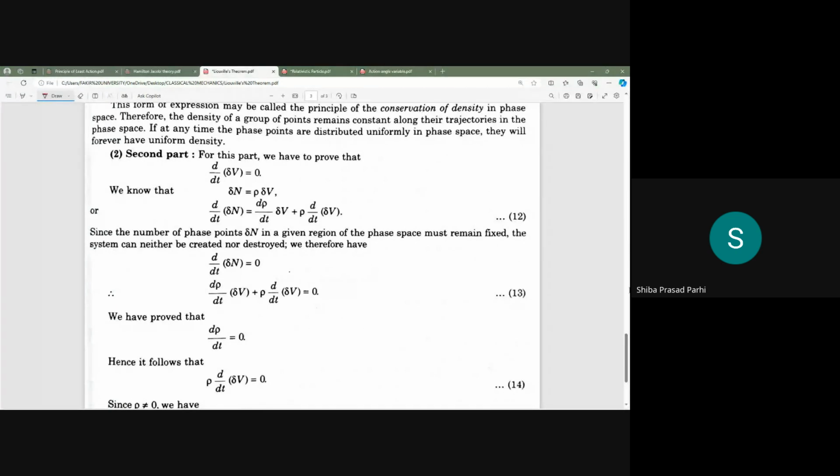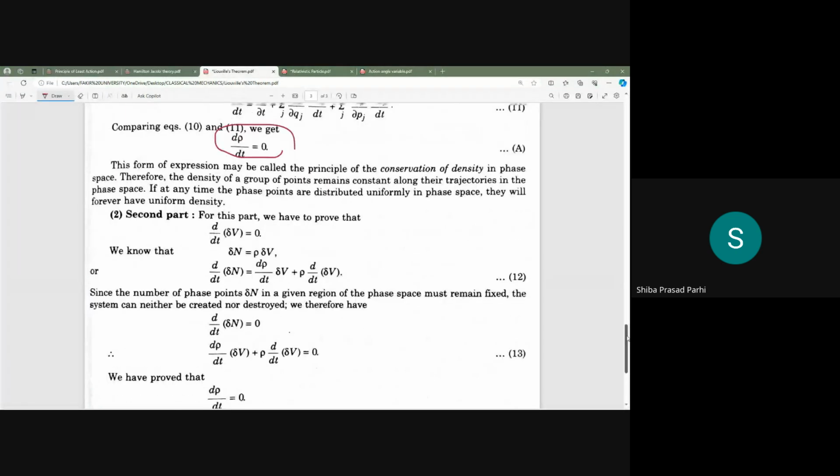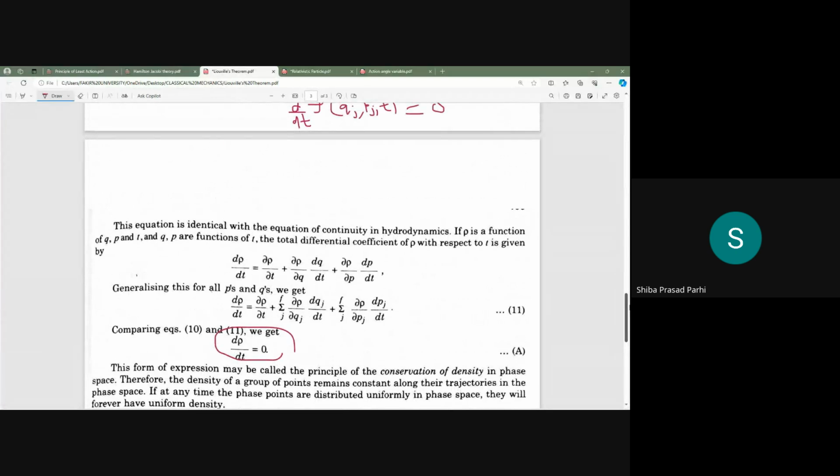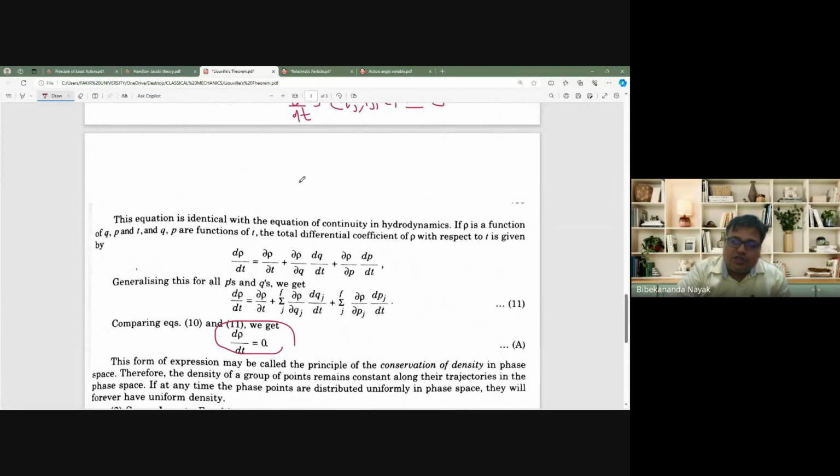What are the applications of this theorem? Is it applied to flux or liquid? That is the continuity equation. For a fluid, we have the continuity equation ∂ρ/∂t plus ∇·j is equal to 0. It is similar to the continuity equation, but it is in phase space, because here it is not a fluid but phase space in particular.